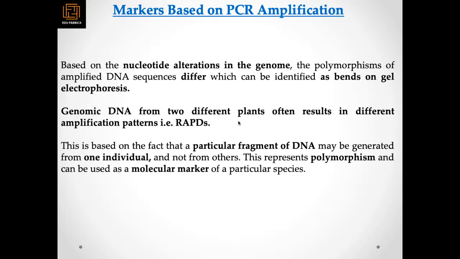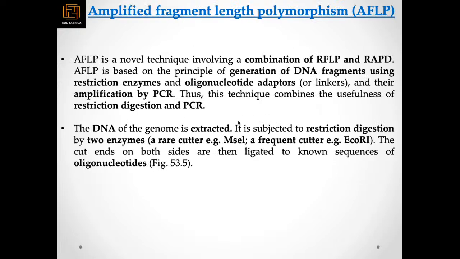Now, building on the DNA marker RAPD, there's another form called amplified fragment length polymorphism, that is AFLP. The main thing is that it is a combination of RFLP and RAPD. AFLP is based on the principle of generating DNA fragments using restriction enzymes and oligonucleotide adapters, and amplifying them by PCR. Thus, this technique combines the usefulness of restriction digestion and PCR.